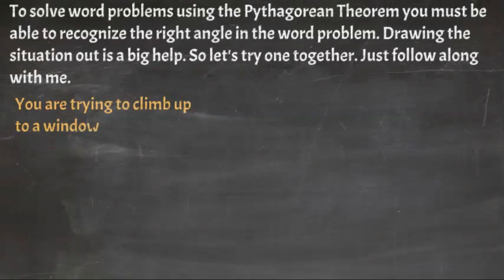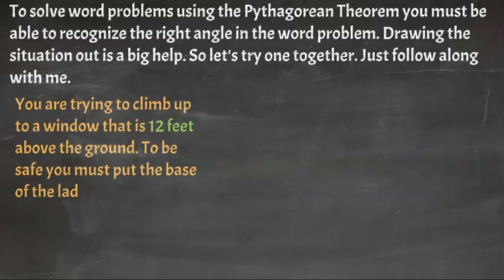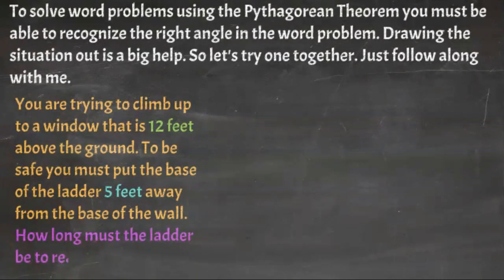You are trying to reach a window that is 12 feet above the ground. To be safe, you must put the base of the ladder 5 feet away from the base of the wall. How long must the ladder be to reach the window? So I'm going to draw this out.